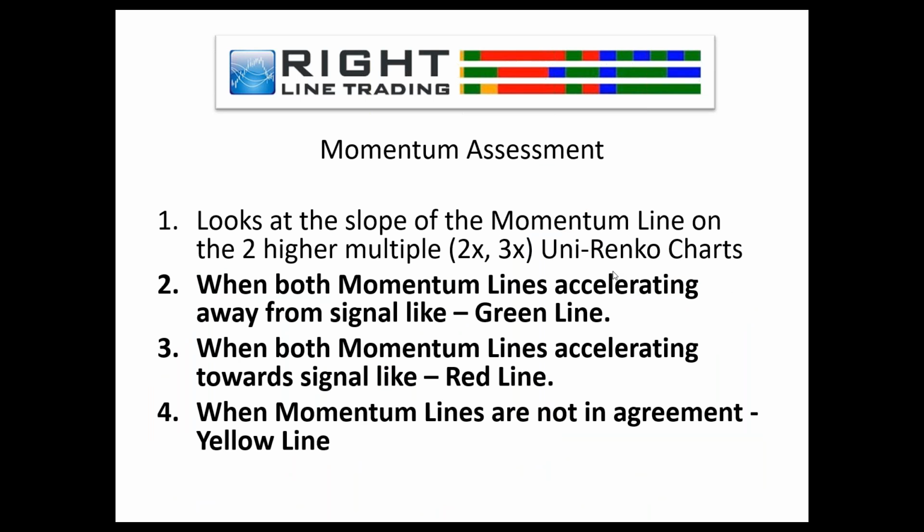Now, again, we don't look at anything on our trading chart because we don't care. We want the higher time frames, and they almost always do, to determine how price is going to move on our trading chart. We look at the 2 higher multiples. Now, this shouldn't be momentum, it should be MACD. When both MACD lines are accelerating away from the signal line, our momentum assessment's green. When both MACD lines are accelerating towards the signal line, our momentum assessment is red. And when they're not in agreement, it's yellow. Now, I'll show you on the candles how we make an assessment of that crossover of the MACD line and the signal line.